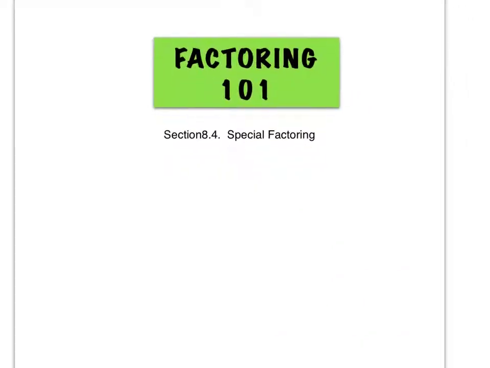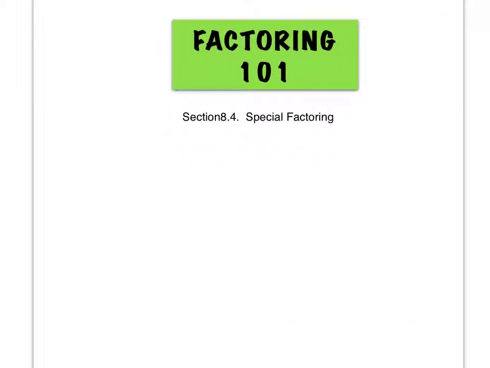Welcome to Factoring 101, Section 8.4, Beginning Algebra, Special Factoring. In this section, we take a look at two different special factoring formulas, one for something called the difference of two squares, and another for a special product called the perfect square trinomial.